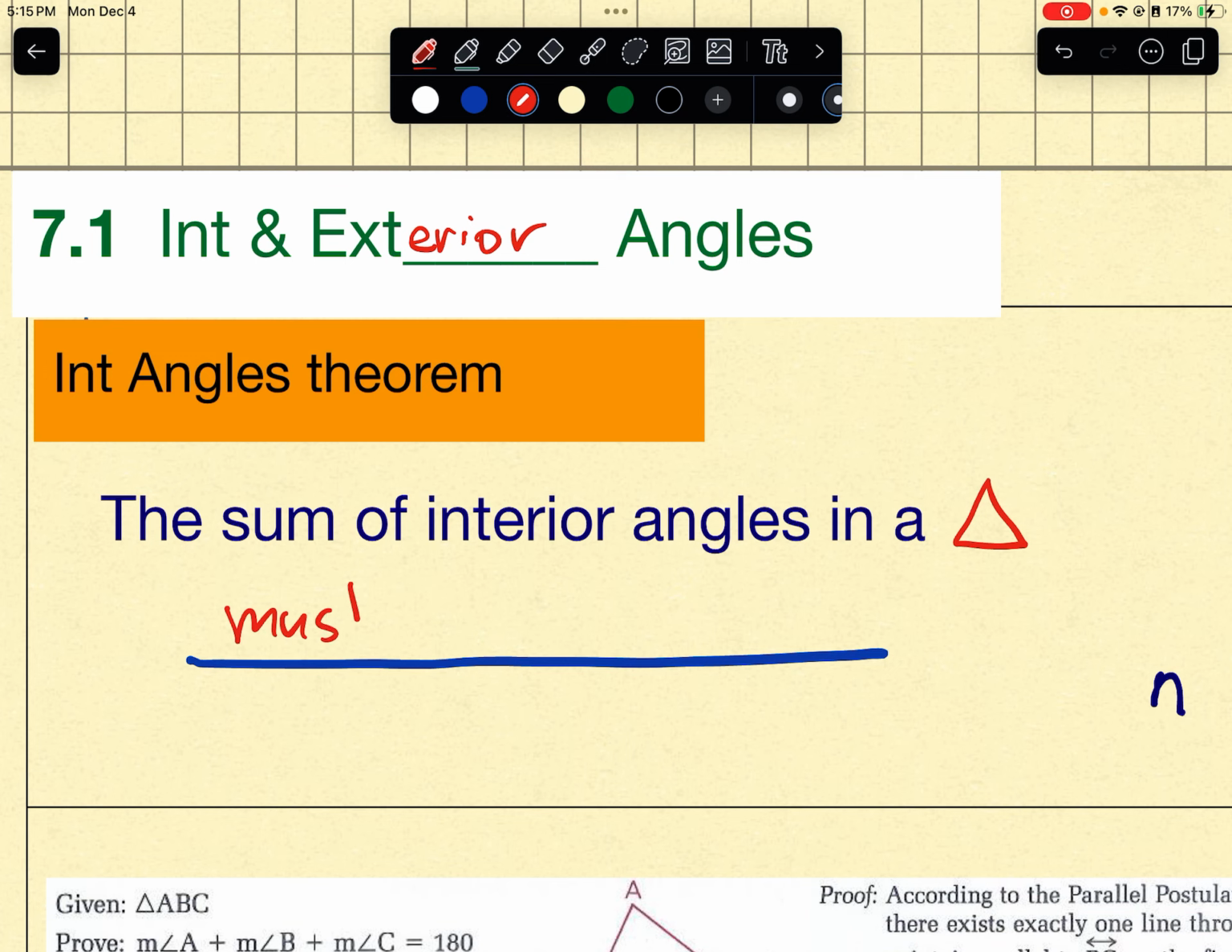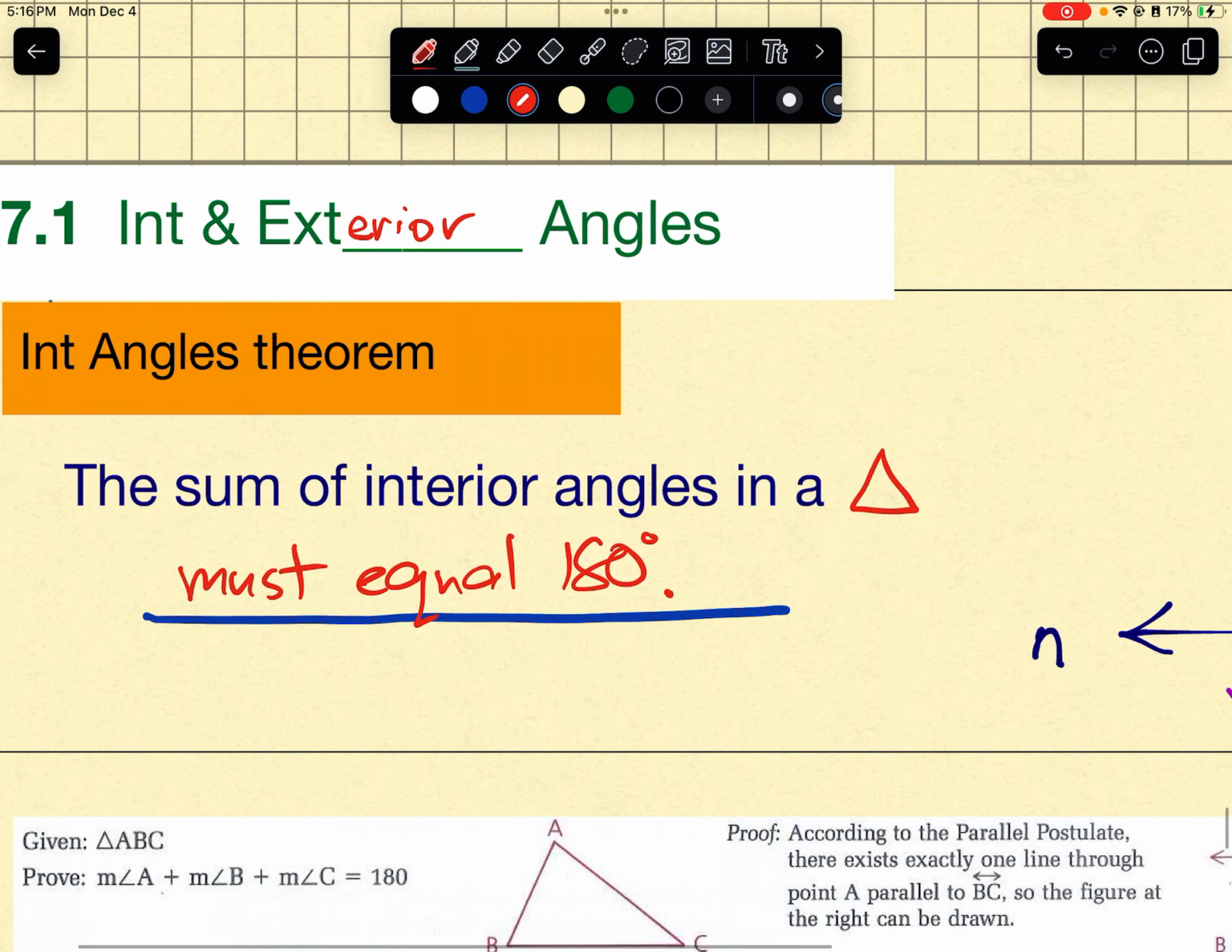These must equal 180 degrees. Bit of a mystery. Why 180? Where did that come from? Who invented this idea? Several ways we could prove this. I think the most effective one is looking at this diagram right here.